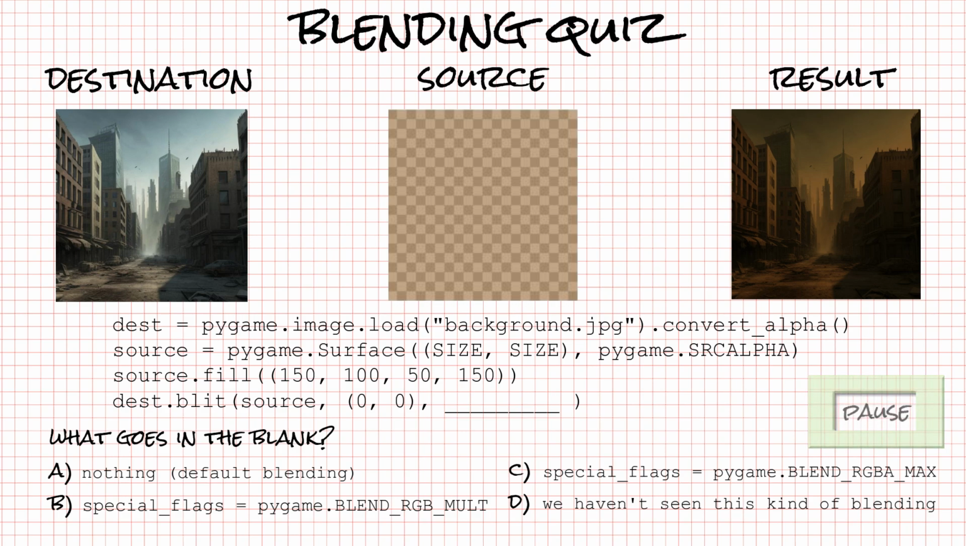Did you get it? The answer is B, pygame.BLEND_RGB_MULT. This mode will scale the destination surface color values by a factor derived from the color values in the source. If the source is any non-white gray, that will darken the destination. But if it is a color, like brown, it will darken and tint the destination.